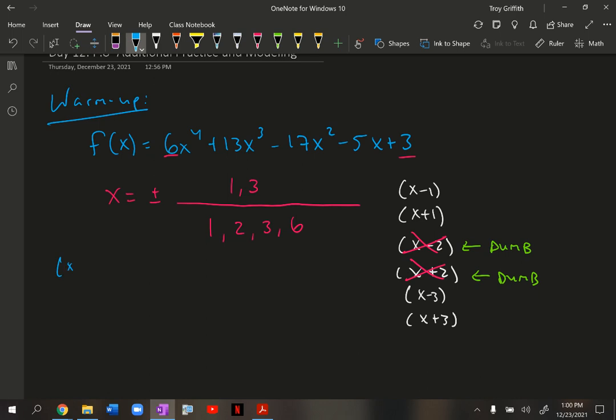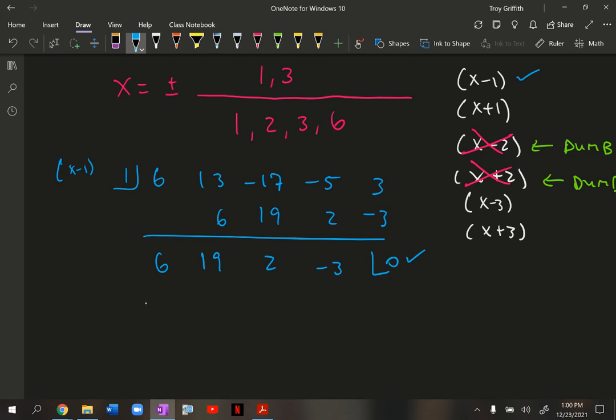So I'm going to test x minus 1, okay, which means I'm going to put a 1 in the box. And then across the top here, we'll go 6, 13, negative 17, negative 5, and 3. Okay, so let's try our synthetic. 6, 19. Add these, we get 2, negative 3, and negative 3. That gives me 0. Hey, perfect. Okay, so right off the bat, I got x minus 1 to work.